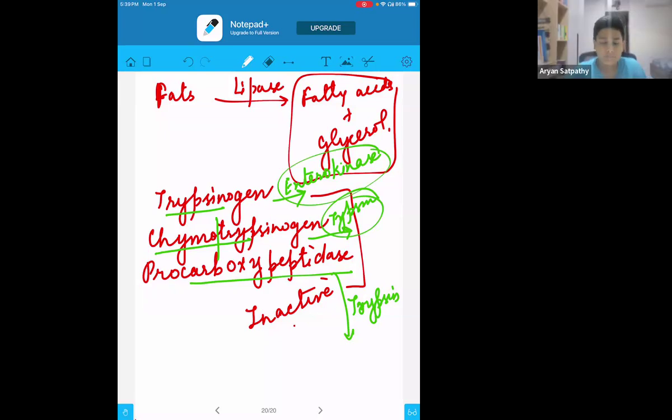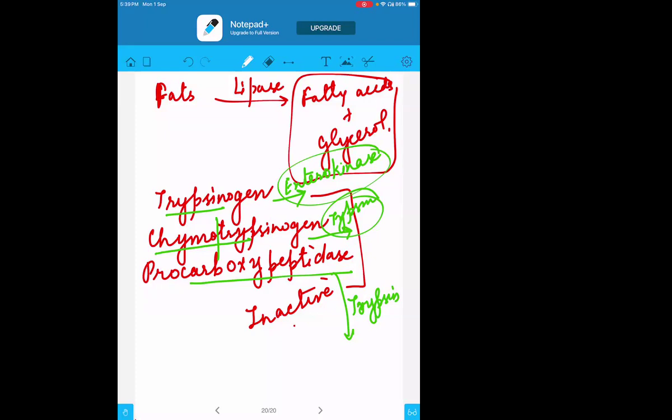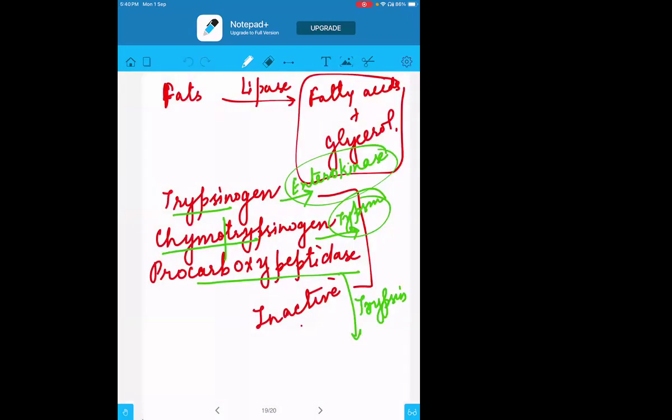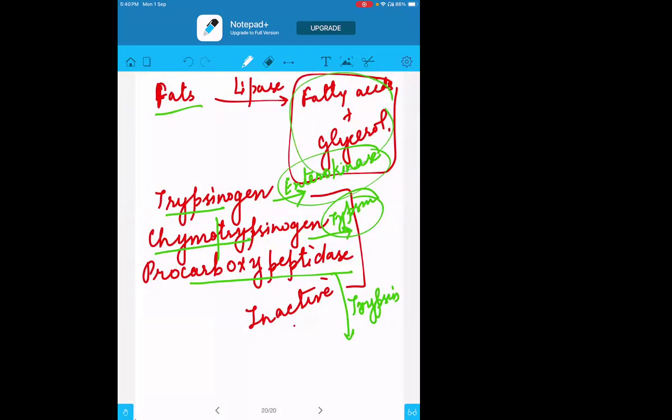Got it. Okay, so that is how trypsinogen will be converted into trypsin because of enterokinase. The chymotrypsinogen will get converted into chymotrypsin because of the trypsin, and the procarboxypeptidase will convert into carboxypeptidase because of the trypsin. Now, the same reaction will be there. The protein will work and convert into amino acid. The starch will work and convert into glucose, and then the fat will convert into fatty acid and glycerol. So this is the whole story of this.